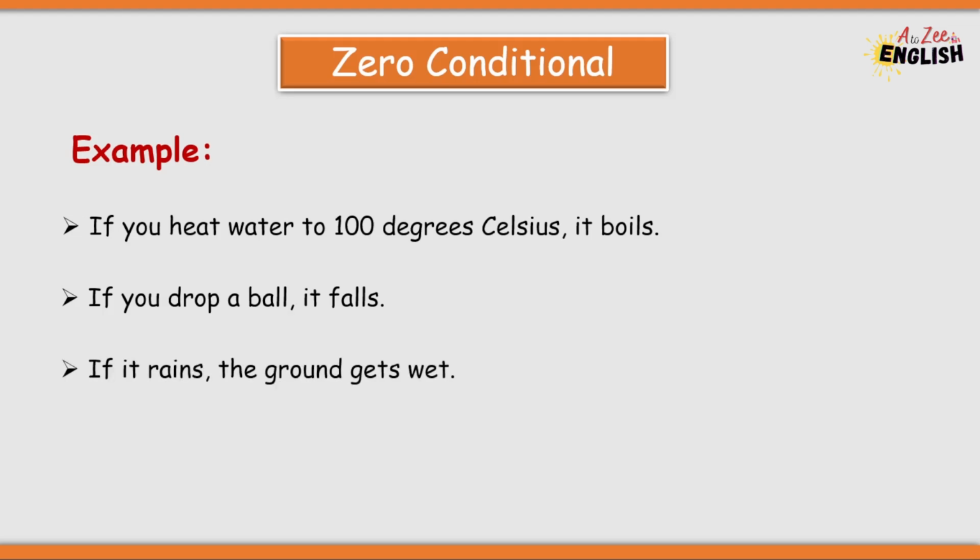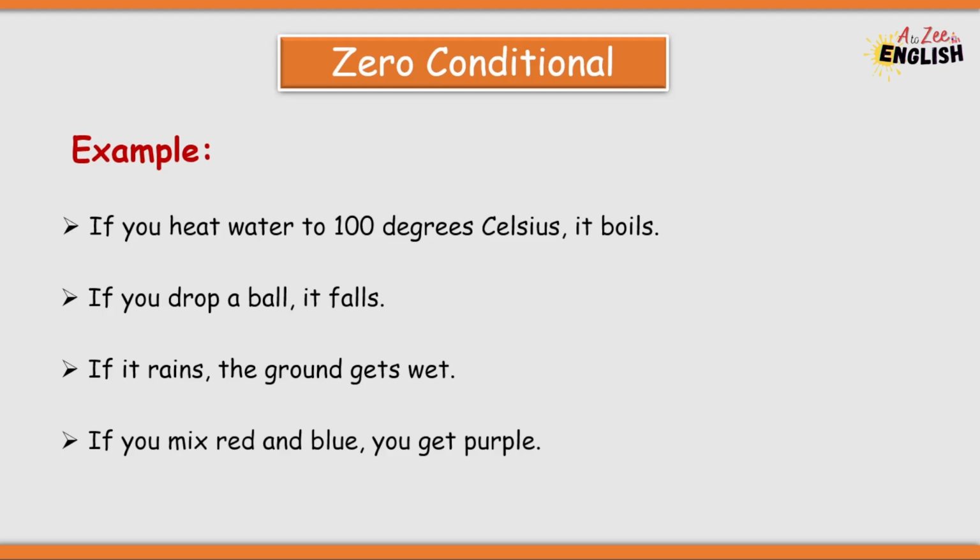Another example: if it rains, the ground gets wet. "If it rains" is the condition and the result is "the ground gets wet." This sentence also states a common natural phenomenon. Whenever it rains, the ground inevitably becomes wet.